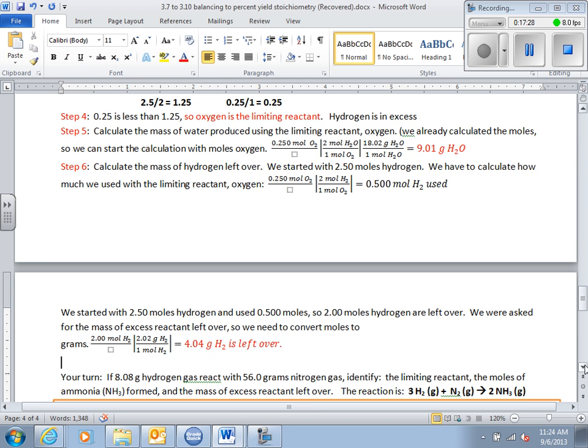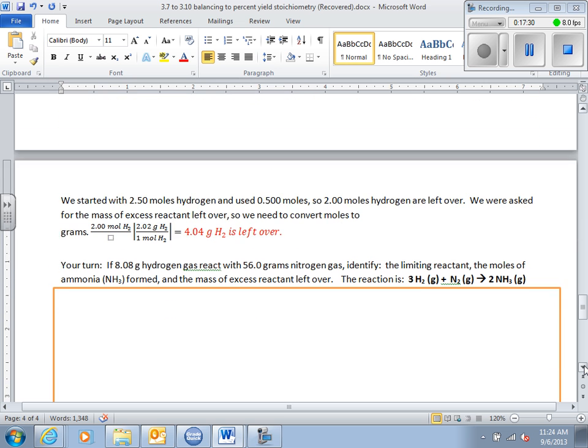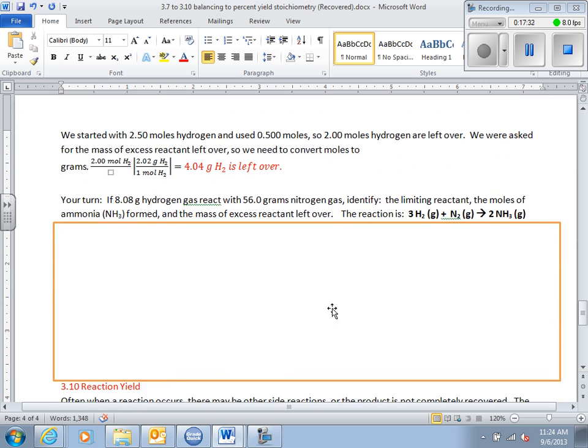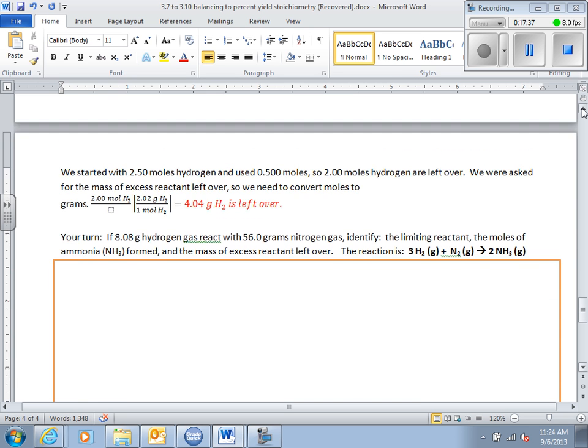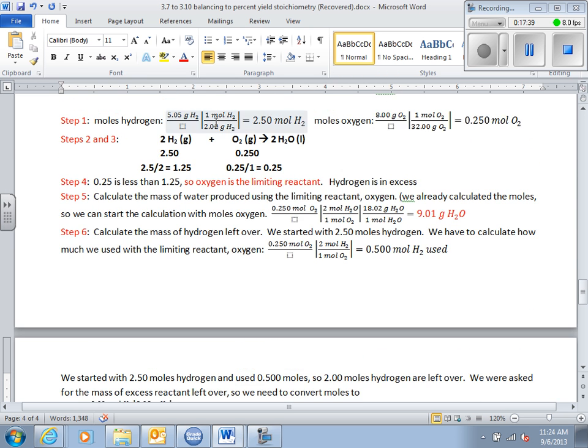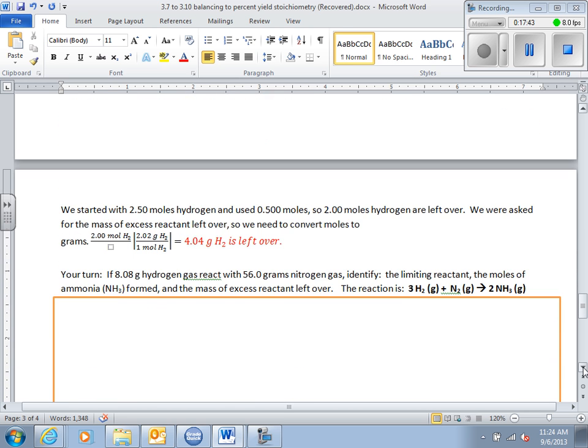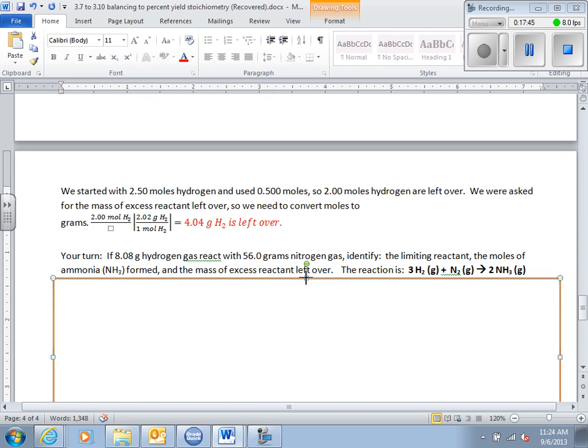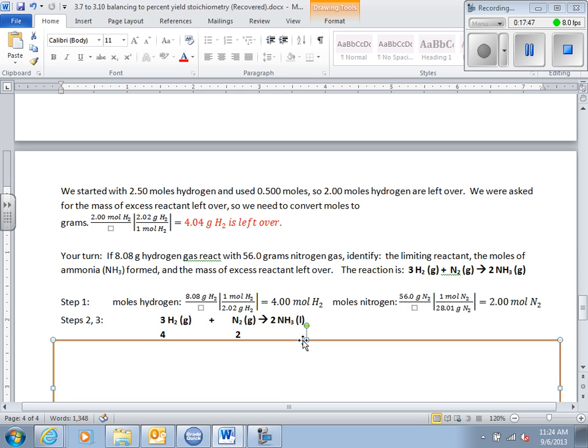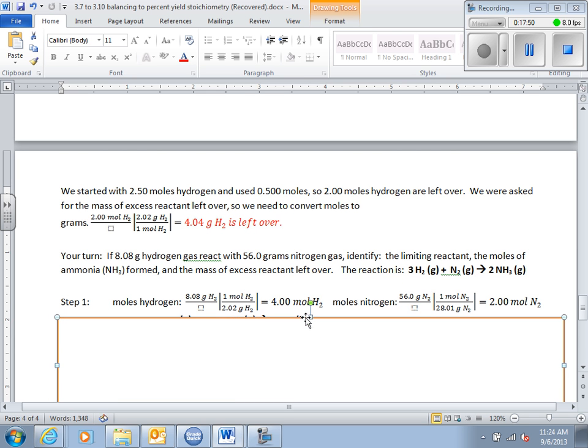All right, your turn. You should try this one on your own. I've blocked out the answers from you. So you do step 1. You convert both reactants to moles. You should pause this. I'm about to show you the mole conversions, but you should not just copy this. You should do this on your own. Oops. Convert your grams to moles. We get a 4 hydrogen to nitrogen.